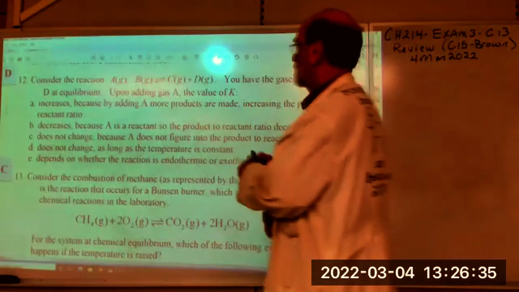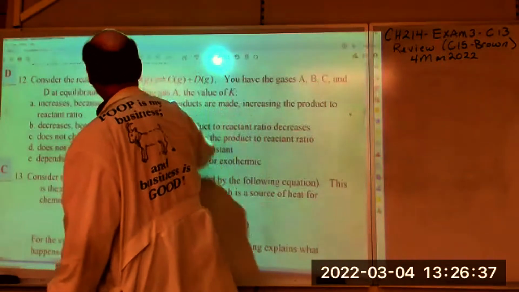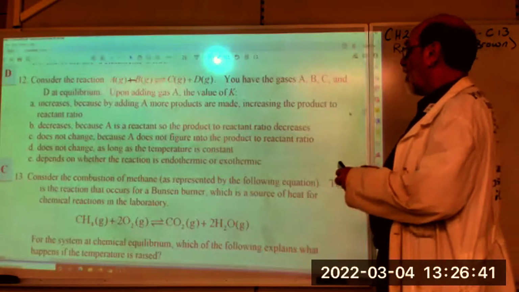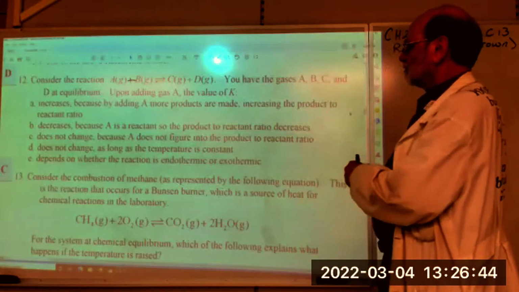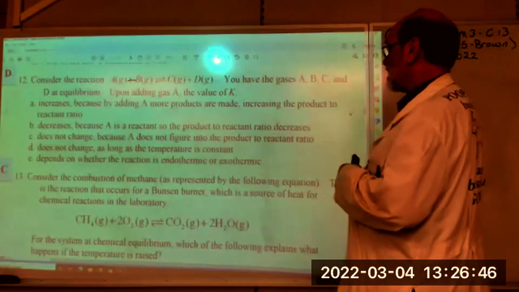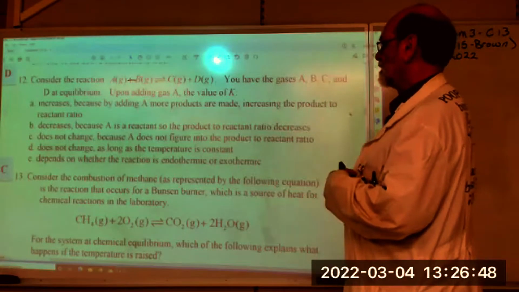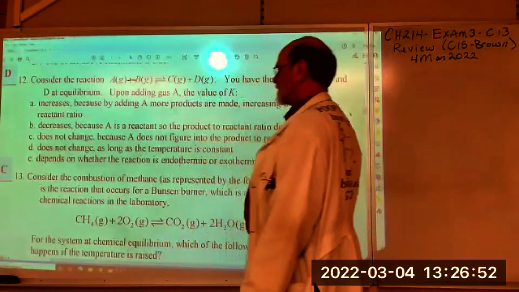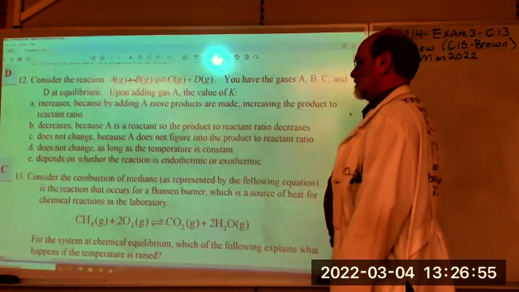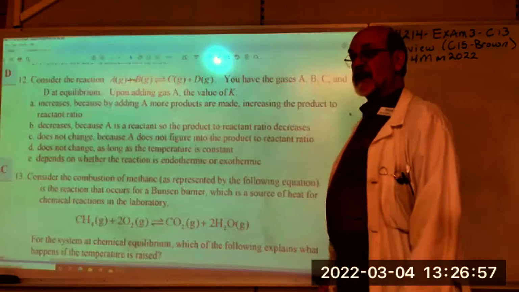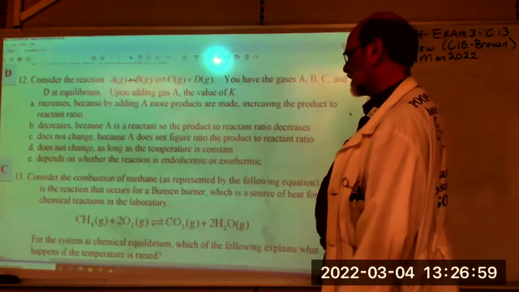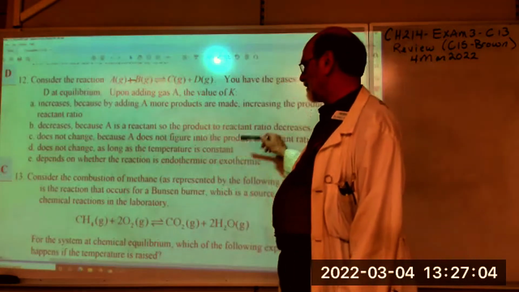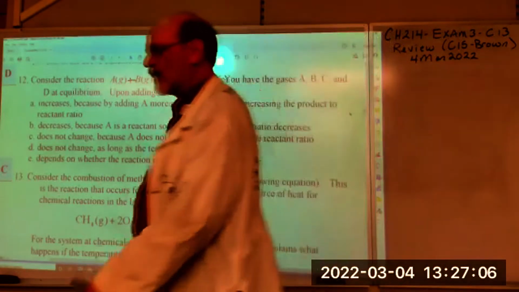Consider this reaction. Missing its plus sign. A plus B yields C plus D, and they're all gases. If we add A, the value of K, upon adding gas A, the value of K, well, this is kind of ludicrous. The value of K is constant for temperature. So which one is that? Does not change as long as temperature is constant. There you go. That's a trick question.